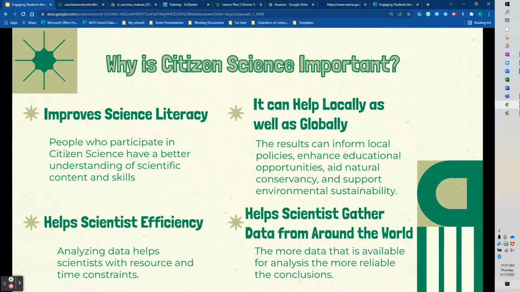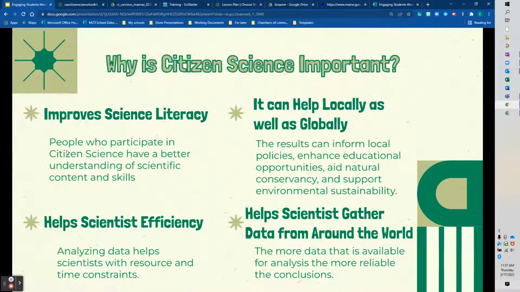I mean, there have been studies that show people who participate in citizen science have a better understanding of scientific content, and specifically those scientific skills. That's really important. How do you tell if something is a reliable conclusion or not, right? Those skills. What were the research skills that went into this? And understanding those is really important to be able to draw your own conclusions of things.